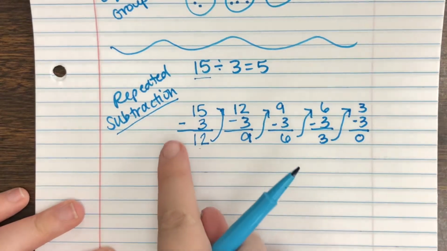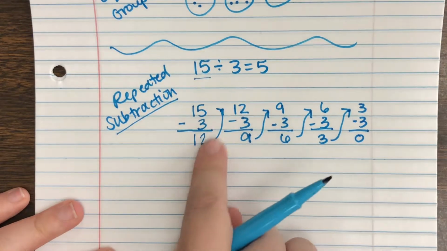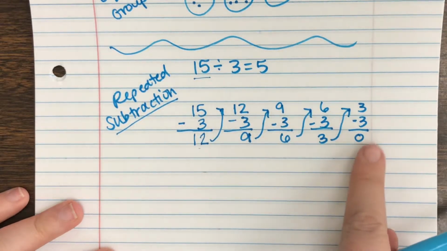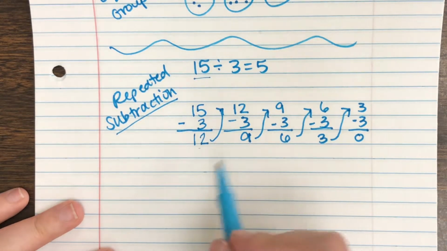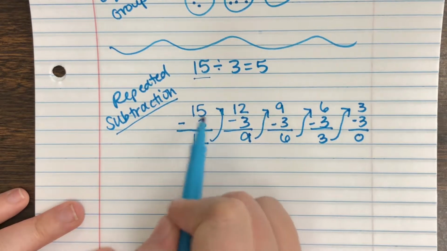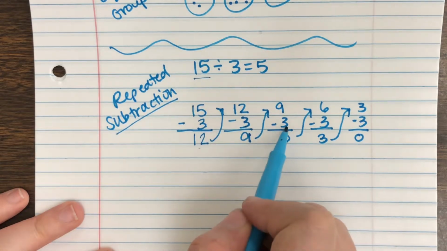So basically, you subtract 3 from whatever answer you get until you get all the way down to 0. You keep subtracting until you get to 0. And the way that this is repeated subtraction is because I'm repeatedly subtracting 3 from that new answer.